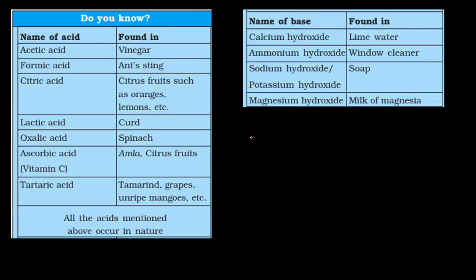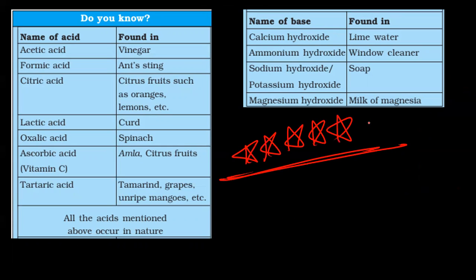Now, this is, I think, the most important part of the textbook in this chapter. Very, very important. So do not miss learning these two tables: natural acids and bases. I'll give a run through so that you can familiarize with them. Vinegar contains acetic acid. And a sting, as we discussed, contains formic acid. You can say methanoic acid.